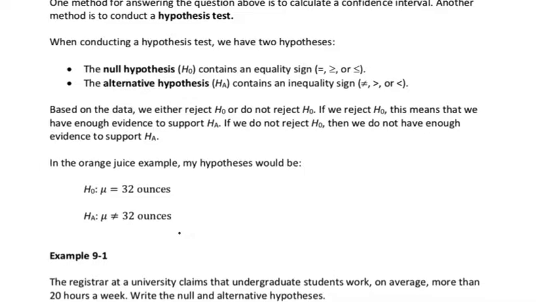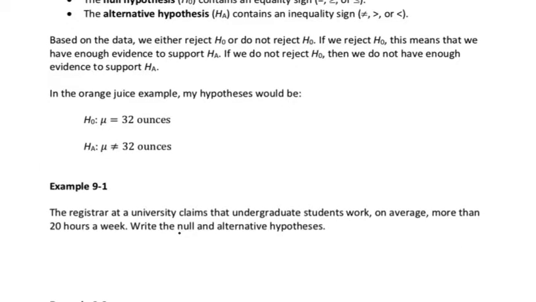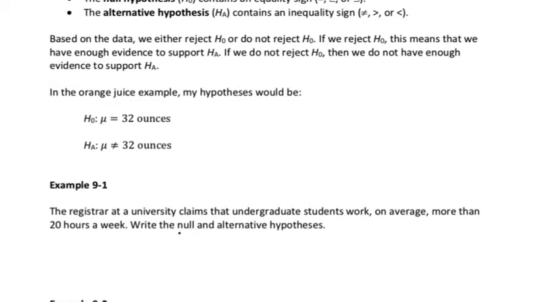So let's look at example 9.1. The registrar at a university claims that the undergraduate students work, on average, more than 20 hours a week. Write the null and alternative hypotheses. So what I'm looking at here is the claim is that the students work more than 20 hours a week, on average. So we're talking about a population mean.